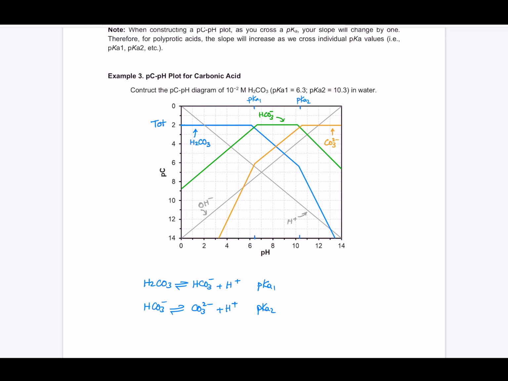Let's say your solution is at pH of 7, then the major composition of your species would be HCO3-, followed by H2CO3, followed by CO3 2-. So the CO3 2- is 10 to the minus almost 6. This is 10 to the minus 3, and this is almost 10 to the minus 2 at that pH. So this is really informative on how the speciation works as a function of pH for a wide range of pH, for all the species, all in one graph.